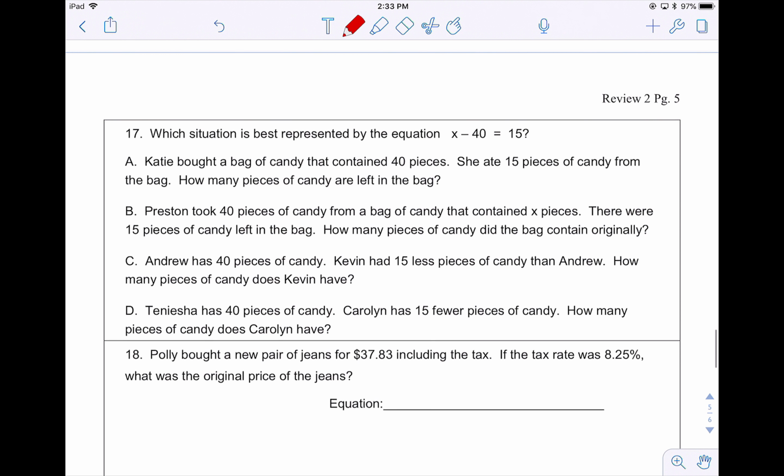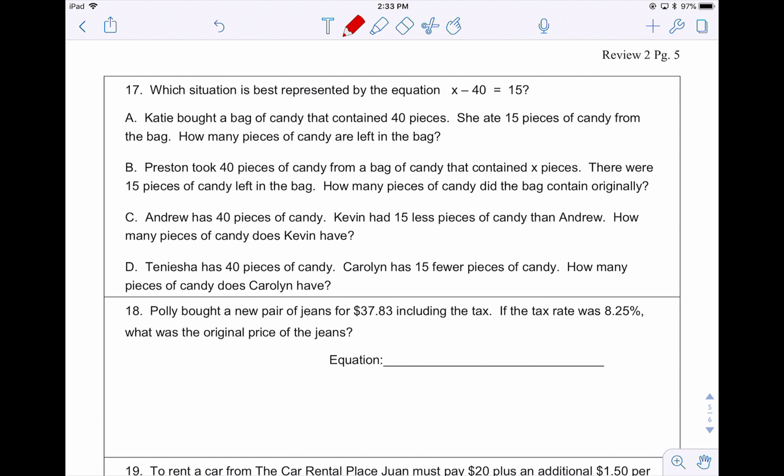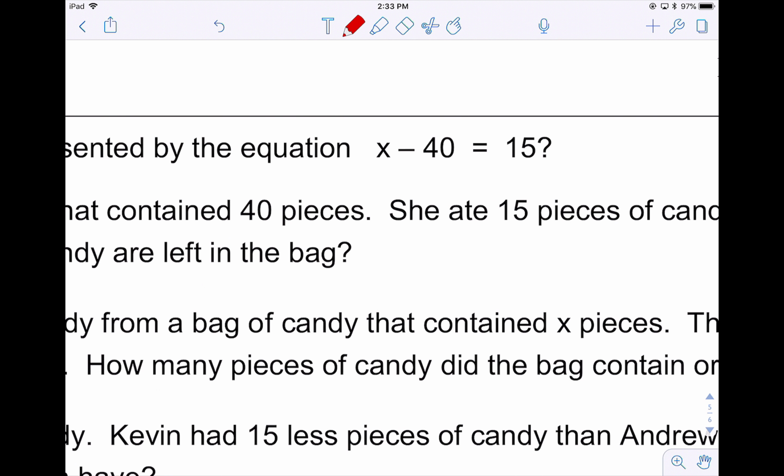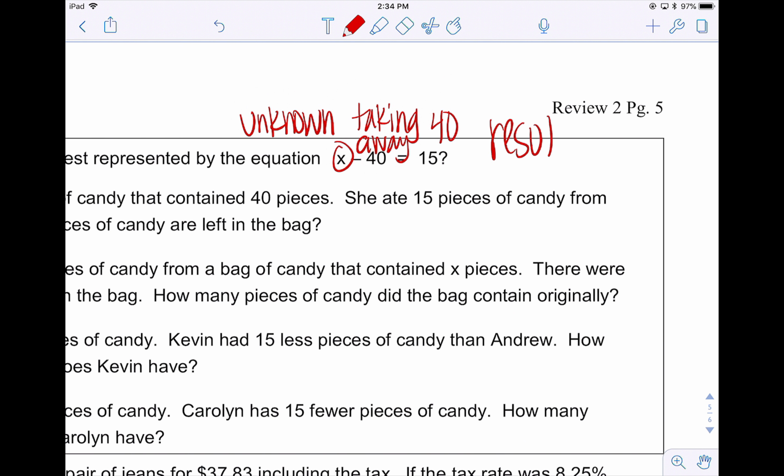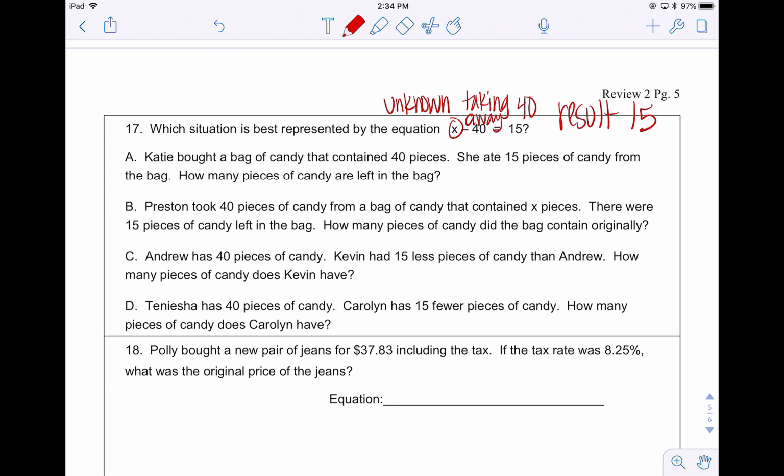And 2 more pages. Problem 17, which situation best represents the equation x minus 40 equals 15? So for x minus 40, I'm starting with an unknown. I'm taking away or subtracting 40, and the result is 15. So when I'm looking at this, A, Katie bought a bag that contained 40. That's a starting. Well, we don't know the starting. On B, Preston took 40 away from a bag that contained x, so that's a starting. That's good. There were 15 left, so that's the result. This could be the answer.